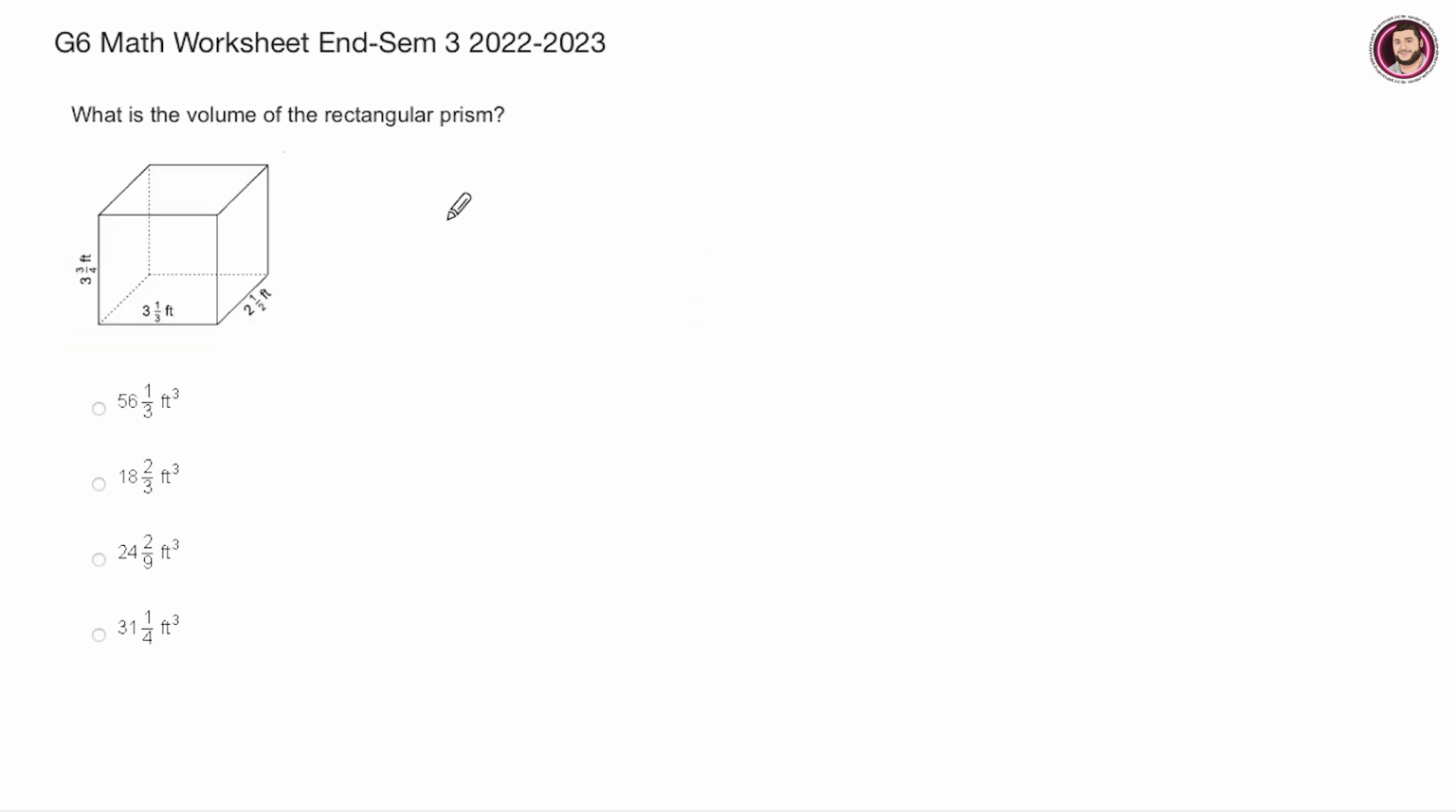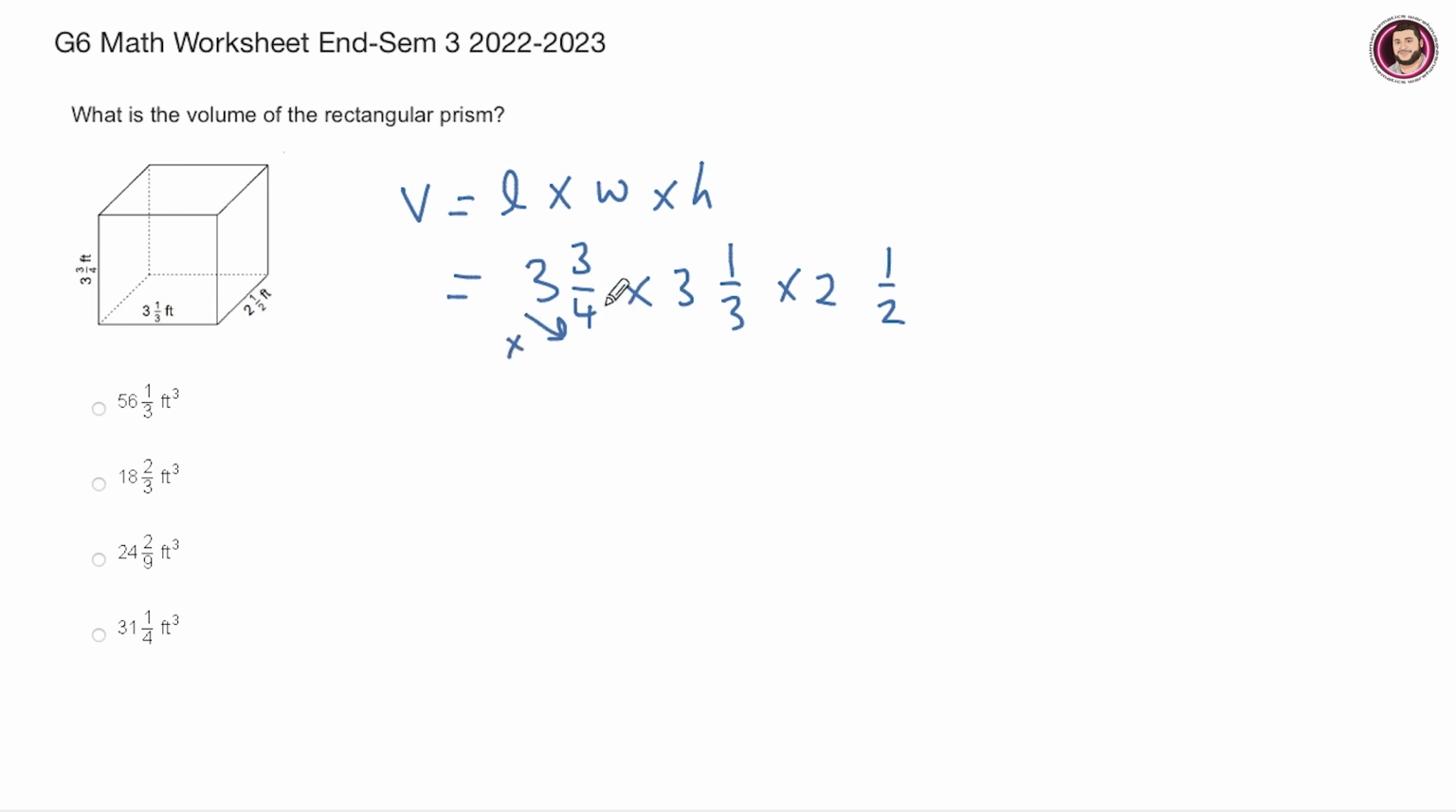For this question, we know that volume equals length times width times height. We'd multiply 3 and 3 over 4, multiply 3 and 1/3, multiply 2 and 1/2. To convert any of these numbers, you need to multiply the whole number by denominator, then add by numerator. So 3 times 4, 12, plus 3 equals 15 over 4. By the same way, do the same. 3 times 3, 9, plus 1, 10 over 3. Then 2 times 2, 4 plus 1, 5 over 2.